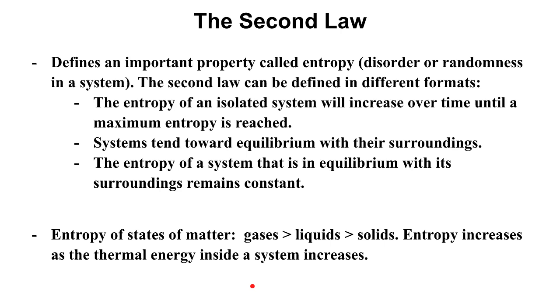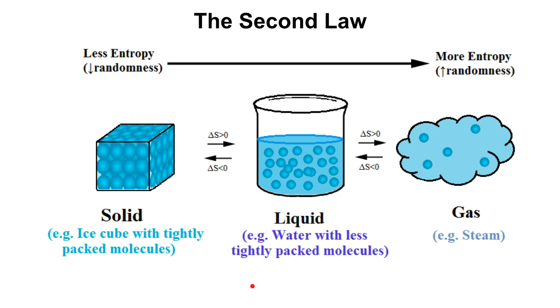And then I could add additional thermal energy and boil it into a gas, and that would do the same thing. That would increase its entropy once again. So here's a perfect example like we were just talking about. You have the second law: less entropy and randomness in the ice cube with tightly packed molecules. The water gets a little more fluid, there's less tight packing going on. And then when you get to the steam, it's all over the place. You've got a lot of entropy and randomness in the molecule motion at that point.